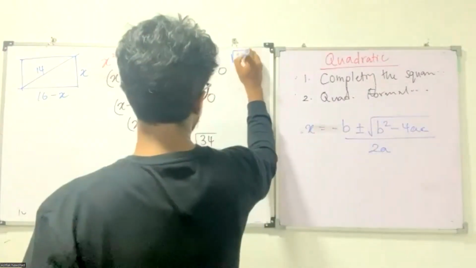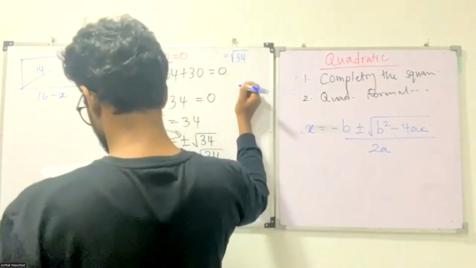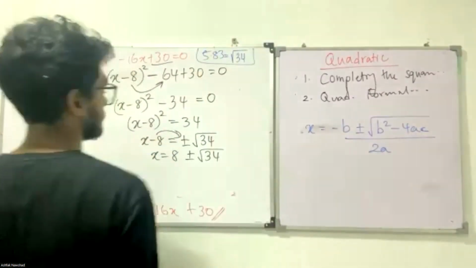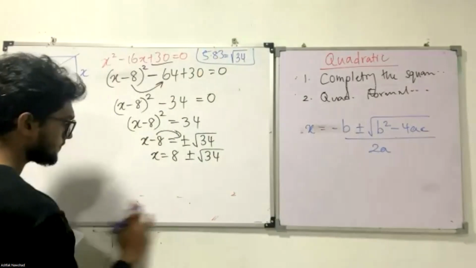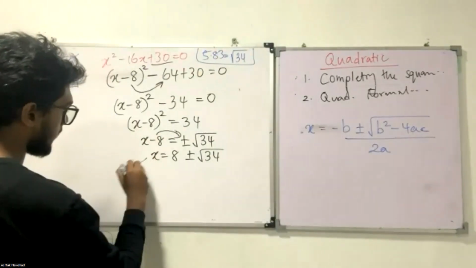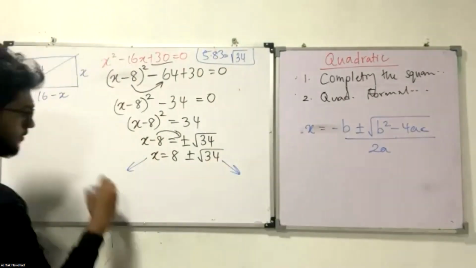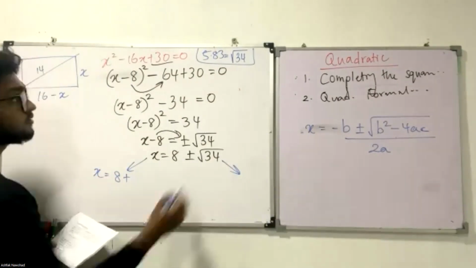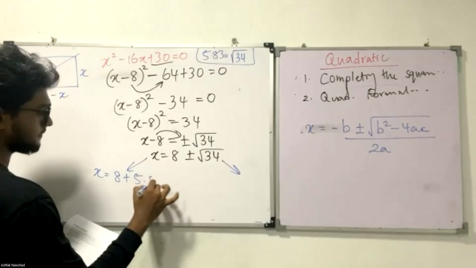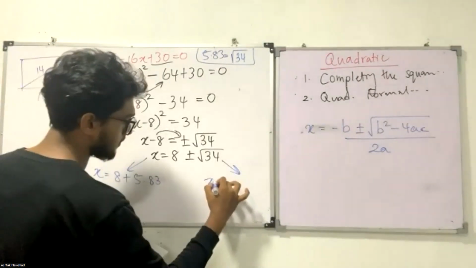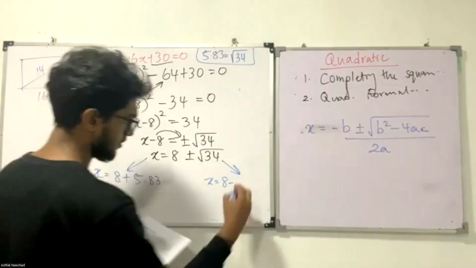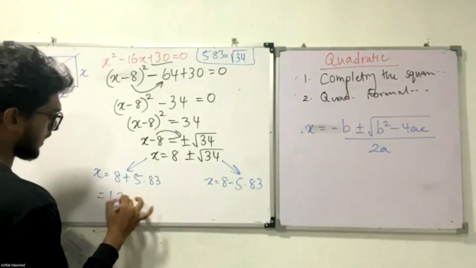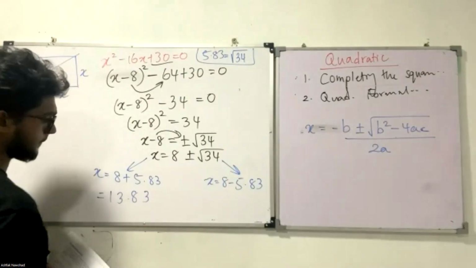See, they have given the root of 34. They say the root of 34 is 5.83. So I'm going to get both answers for x. 8 plus root 34 is 8 plus 5.83. And the next one, x equals 8 minus 5.83. I'm going to simplify. I'll end up with 13.83.